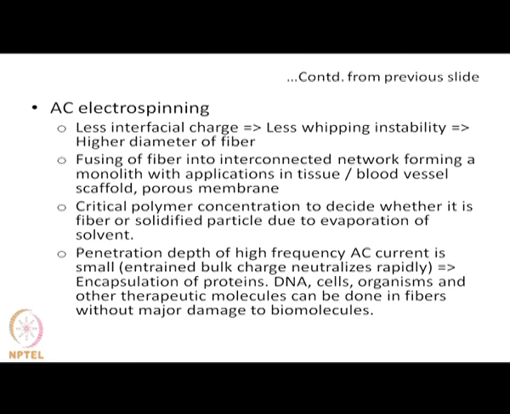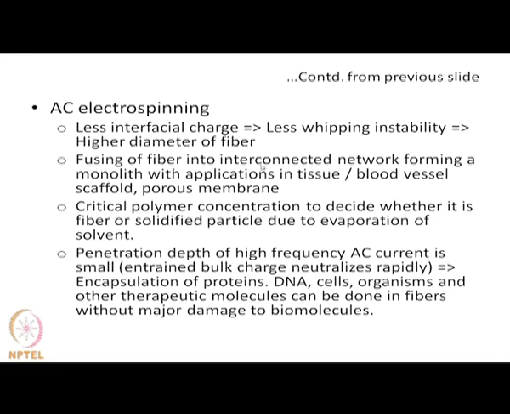However, the next slide that I have here is AC electrospinning, and in case of AC electrospinning, you have some major advantage in this regard. Number one, there would be less interfacial charge. This AC electrospinning will have less interfacial charge, and so the whipping instability, whatever is arising because of the charge, those problems are less. So, one can have a higher diameter of fiber. That is one possibility.